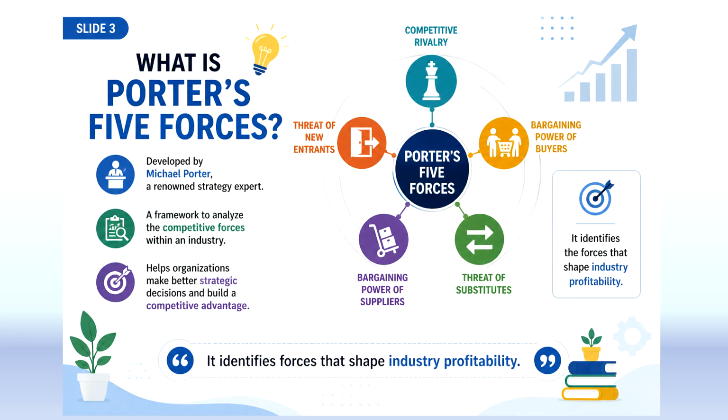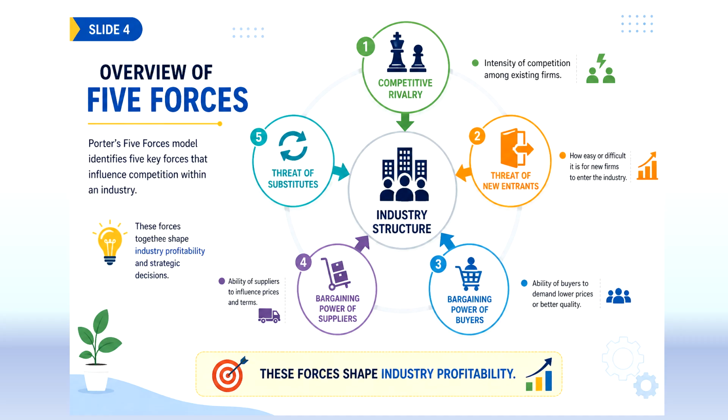As shown in this slide, the model identifies five key forces: competitive rivalry, threat of new entrants, bargaining power of buyers, bargaining power of suppliers, and threat of substitutes. These forces together determine how competitive an industry is and how attractive it is for businesses. By understanding these forces, organizations can make better strategic decisions and build a sustainable competitive advantage.